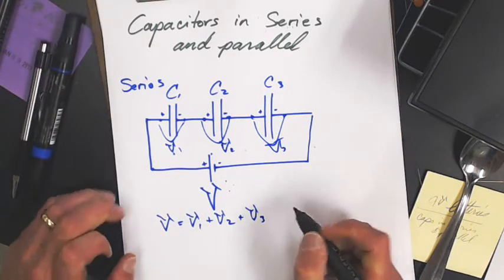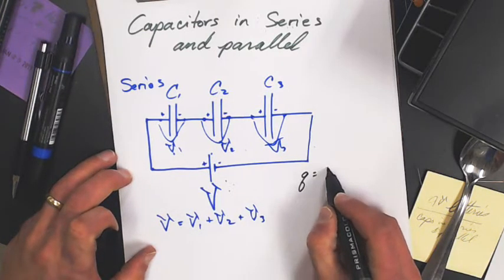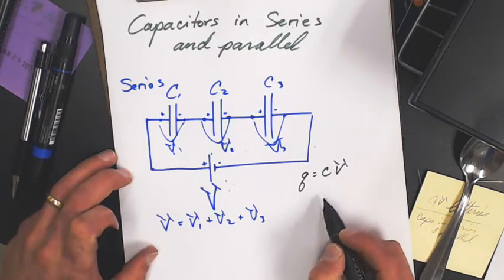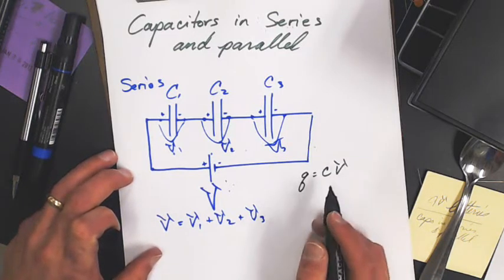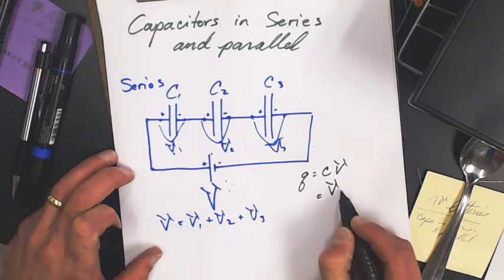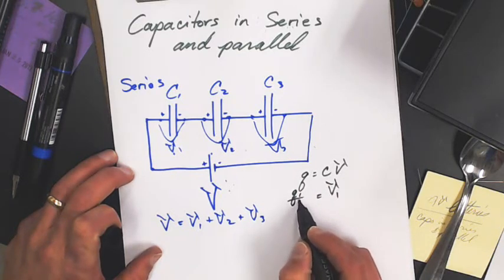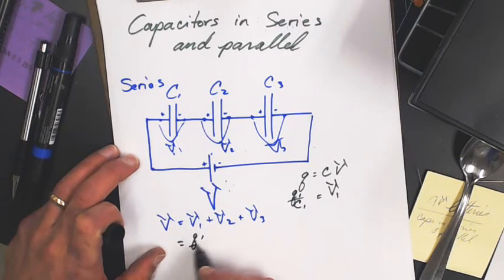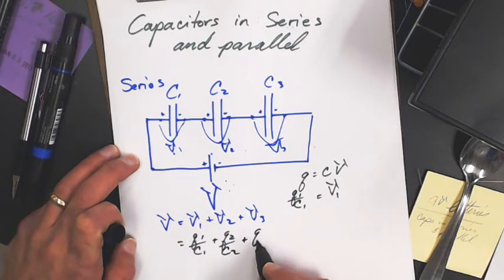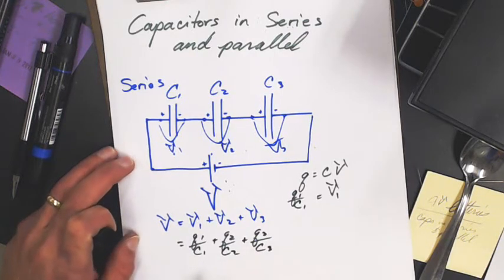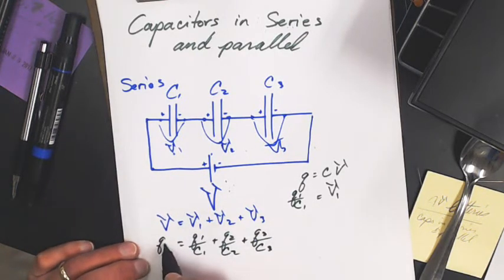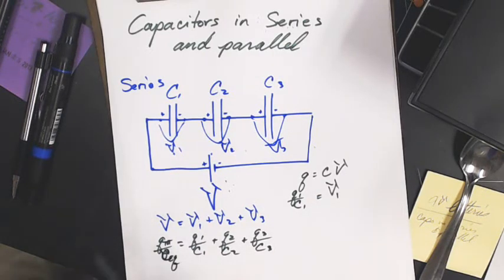So as we remember, Q on a capacitor is C times V. V1 is going to be the charge on 1 over the capacitance of 1. So Q1/C1 plus Q2/C2 plus Q3/C3. And that's going to equal my total charge divided by my total capacitance, or my equivalent capacitance. So let's keep going here.